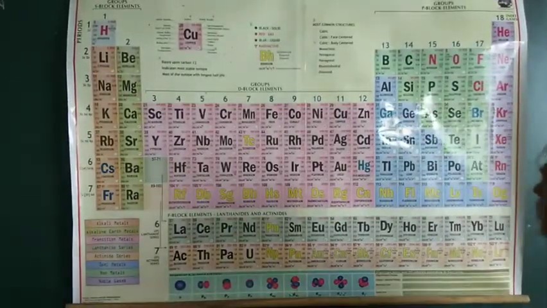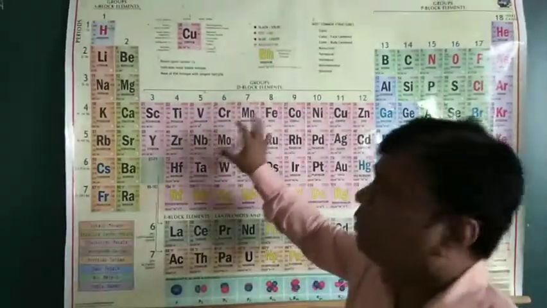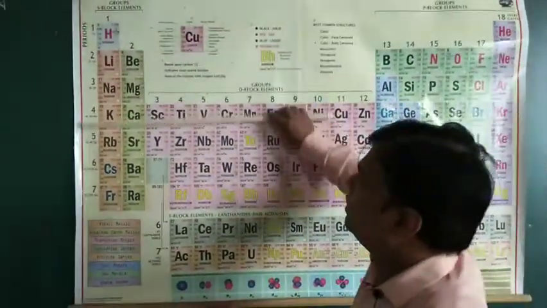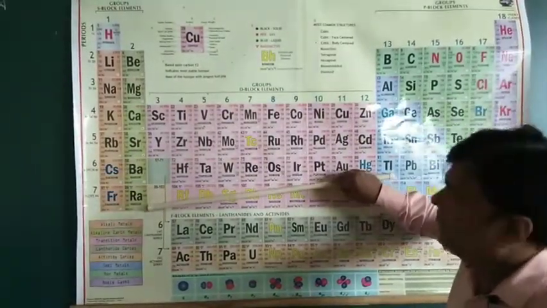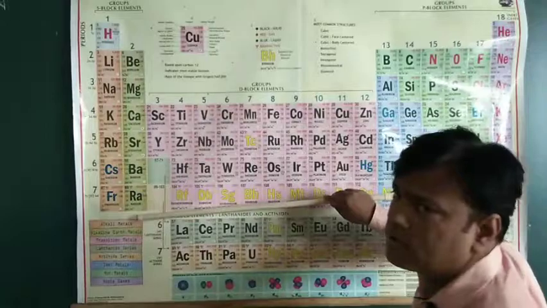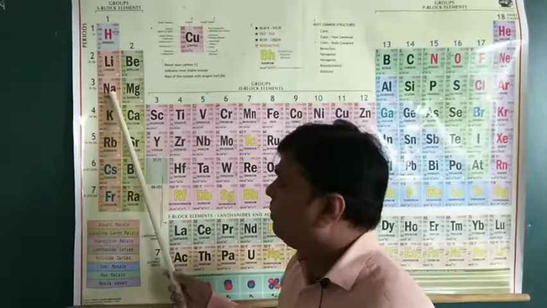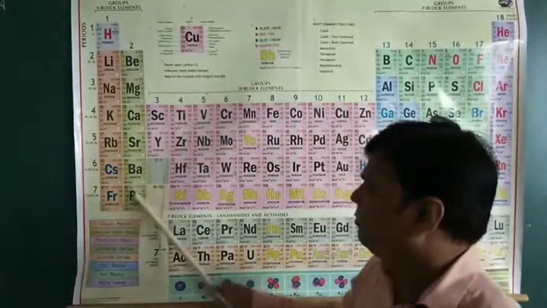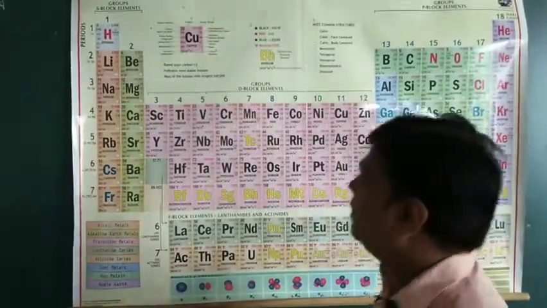Okay. Now, this particular periodic table is divided into 4 blocks. First one is the S block. These two groups are the S block, right? These are S block elements, that is S1, that is S2. The first is called the alkali metal group, and the second is called the alkaline earth metal group.